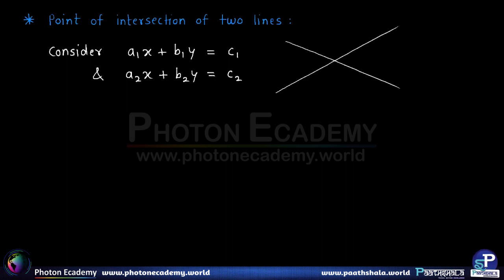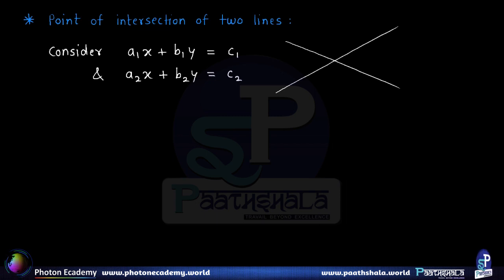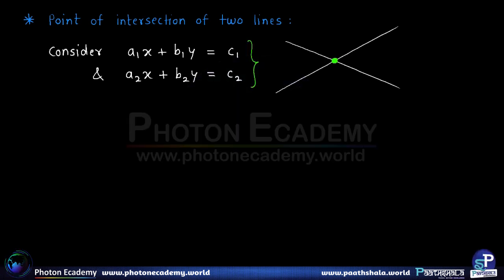And we know that each line algebraically is represented by an equation. So to find the point of intersection means we want to find a point that lies on both the lines simultaneously. Algebraically, it means to solve the two equations simultaneously, and the solution of those simultaneous equations represents the coordinates of the point of intersection. So basically we have to solve the two equations simultaneously.